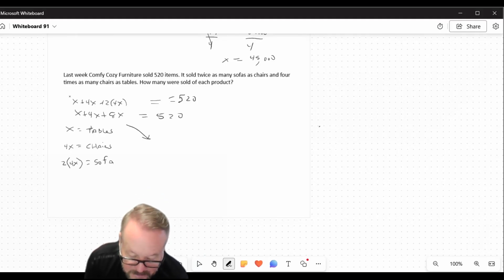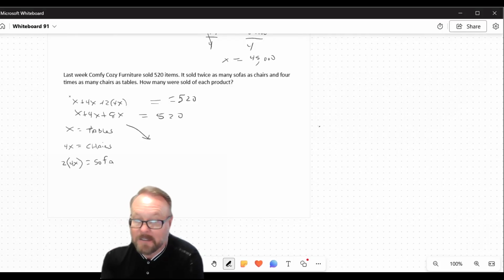And that's going to give us 13x. So 4x plus x is 5x, plus 8x is 13x equals 520. And then we're going to divide both sides by 13. That means x, which again is represented by tables, equals 40.